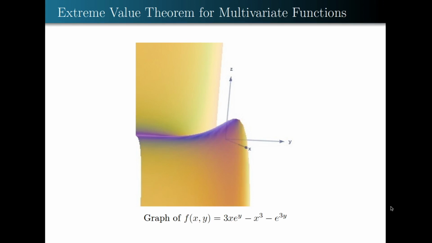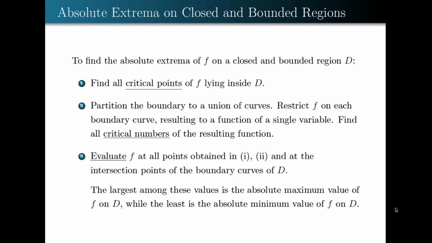This tells us that the absolute extrema of a function can be attained either at the same points as the local extrema or the relative extrema or at the boundary. In other words, the candidate points for the absolute extrema are the critical points inside the region D and in the boundary. This gives us the following steps in finding the absolute extrema of a function of more than one variable over a closed and bounded region D. First, we find all critical points inside D.